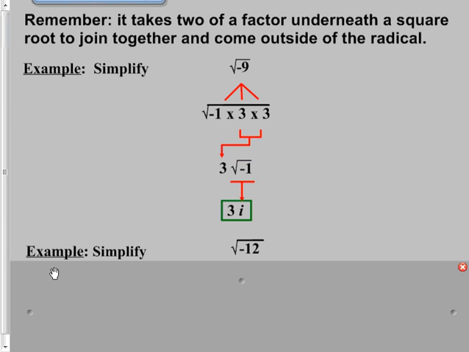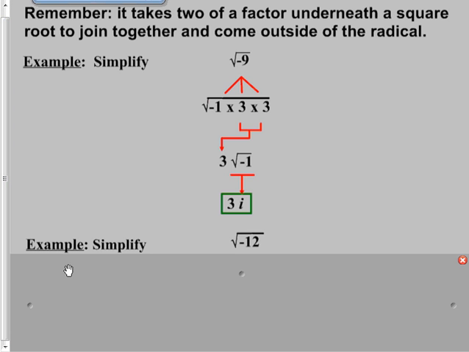How about the square root of -12? Well, how does 12 factor? 12 actually factors a couple of different ways. You can break it down into 2 times 6, or you can break it down into 3 times 4. Okay, but in either case, the 6 of 2 times 6 is not finished yet.